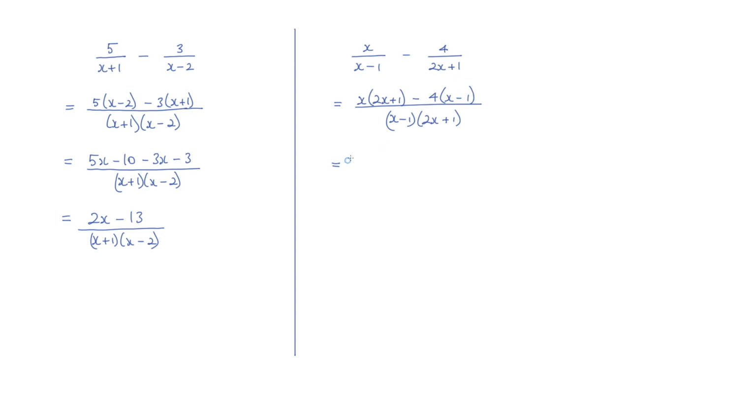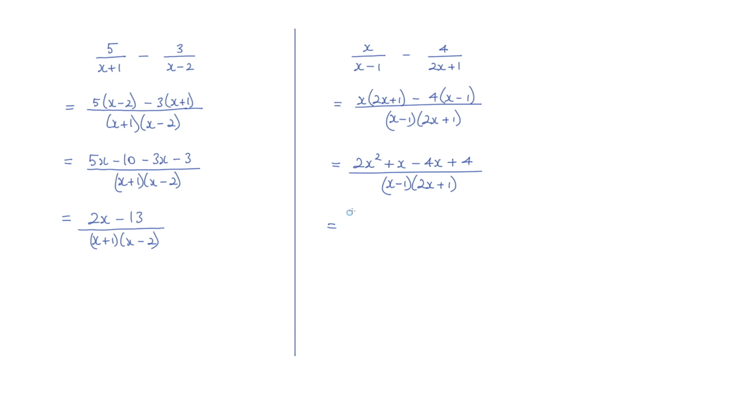We can go ahead and expand brackets here. So x multiplied by the 2x would be 2x squared. We've got the x multiplied by 1, so that's just plus x. We've then got this minus 4 times x, so minus 4x. Now we've got this negative here and this negative sign here, and two negatives make a positive, so we've got plus 4. And that's all over x minus 1 and 2x plus 1.